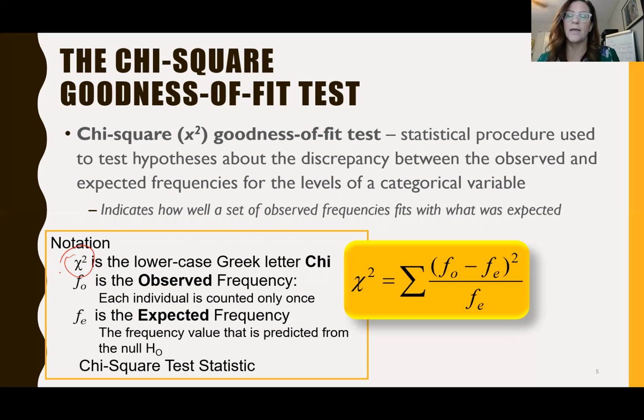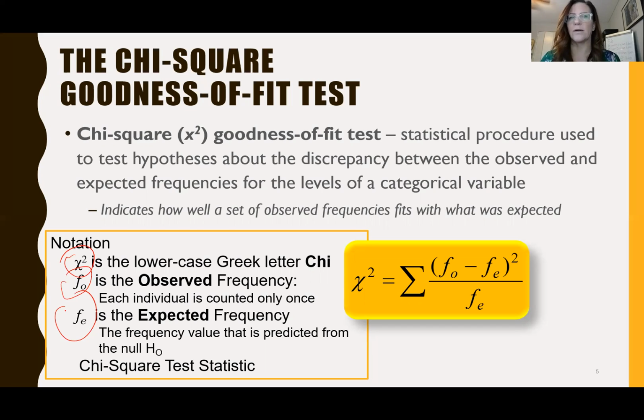our notation for chi-square. And then now we have these notations f of O and f of E. So you've already seen F before. It was when we did grouped frequencies way back, I think in chapter 2. And it's just a frequency. But now we have observed frequencies and expected frequencies. So our chi-square equation is very simplistic.